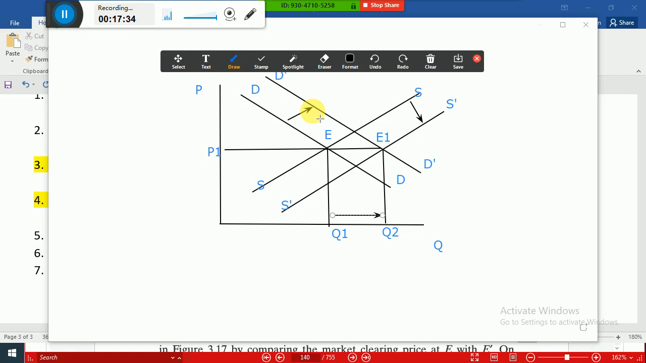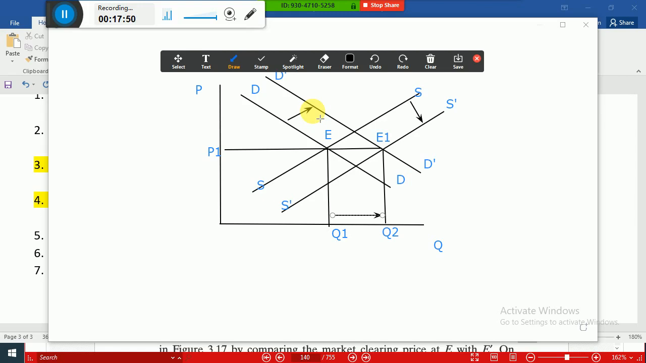That is 50%, both demand and supply increase by 50%, both demand and supply increase by 100%, whatever the rate is, it is the same in demand and supply.